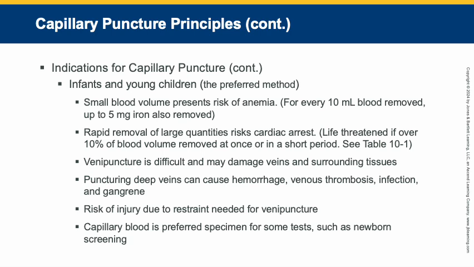Obtaining blood from infants and children by venipuncture is difficult and may damage veins and surrounding tissues. Puncturing deep veins can result in hemorrhage, venous thrombosis, infection, and gangrene. An infant or child can be injured by the restraining method used while performing a venipuncture. And lastly, capillary blood is the preferred specimen for some tests, such as newborn screening test.